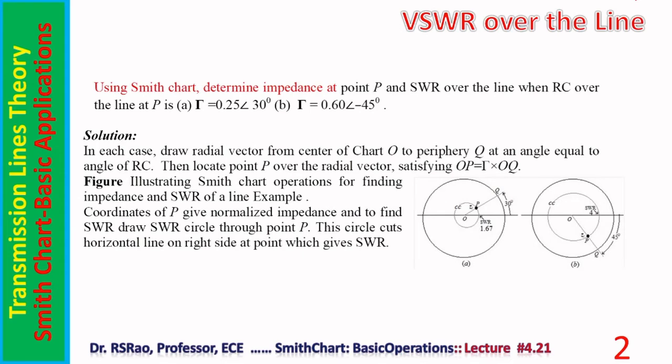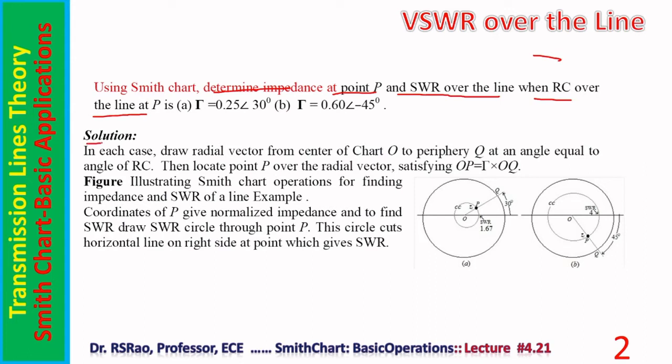To begin with, let us consider a problem. Using Smith chart, determine impedance at point P and SWR over the line when the reflection coefficient over the line at P is gamma: A, 0.25 at 30 degrees; B, gamma is 0.60 at minus 45 degrees. So the problem is, reflection coefficient is given and we are asked to find out impedance and also SWR over the line.